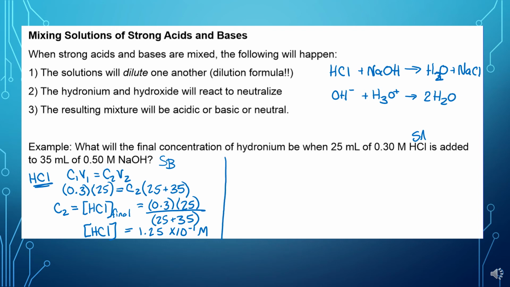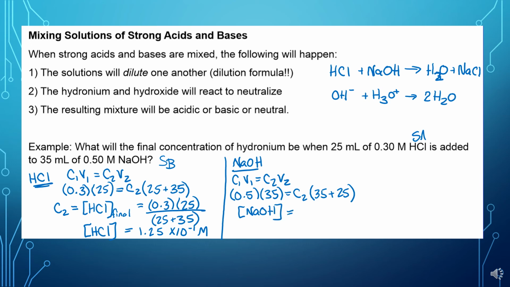Okay, second one here is what happens from the sodium hydroxide's perspective. So again, we're going to do that C1V1 equals C2V2. Original concentration of the sodium hydroxide is 0.5, 35 milliliters of it. C2 is what we're trying to find. And I've got the 35 milliliters plus the 25 milliliters because we're diluting again. So my final concentration, that C2 of NaOH, is going to be equal to 2.92 times 10 to the negative 1 moles per liter. Okay, going through the exact same situation for the math.